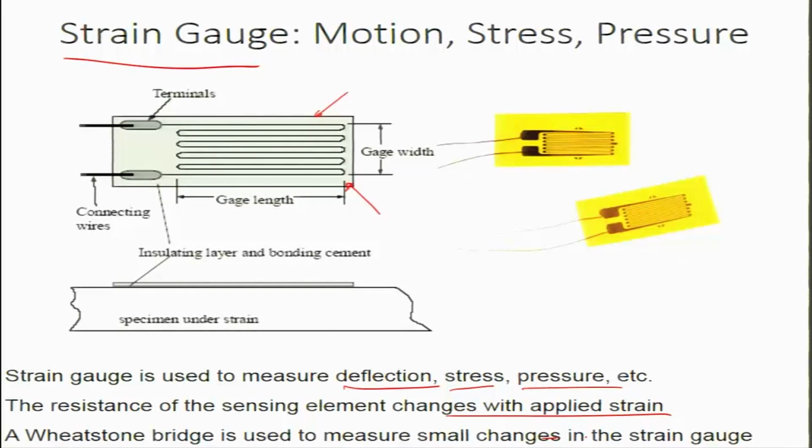Typically the resistance change can be very commonly seen through a Wheatstone bridge. Such a bridge is used to measure small changes in the strain gauge. When this element is pasted on top of the mechanical member, which is the specimen under the applied strain, the electrical signal coming out of this sensor gives you an idea of how much the mechanical member has compressed or expanded, if an axial strain were given to the member.